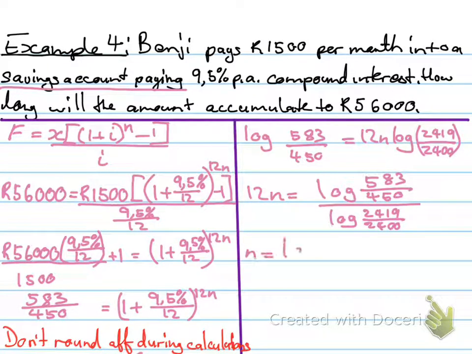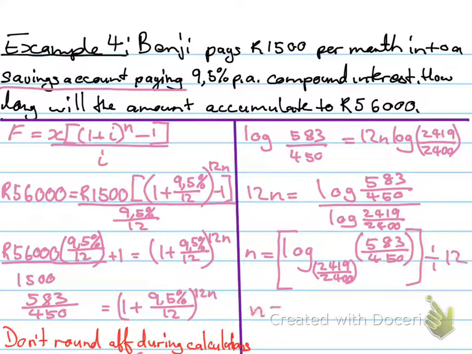So here I'm going to use decimals. I hope you are following. Okay, it's still fractions. Let's use fractions, and then we divide by 12. All right, to punch that into a calculator, you get 2.73, which is approximately 3 years. So it will take approximately 3 years for the 1,500 deposits per month to reach an amount of 56,000 at an interest rate of 9.5% per annum.